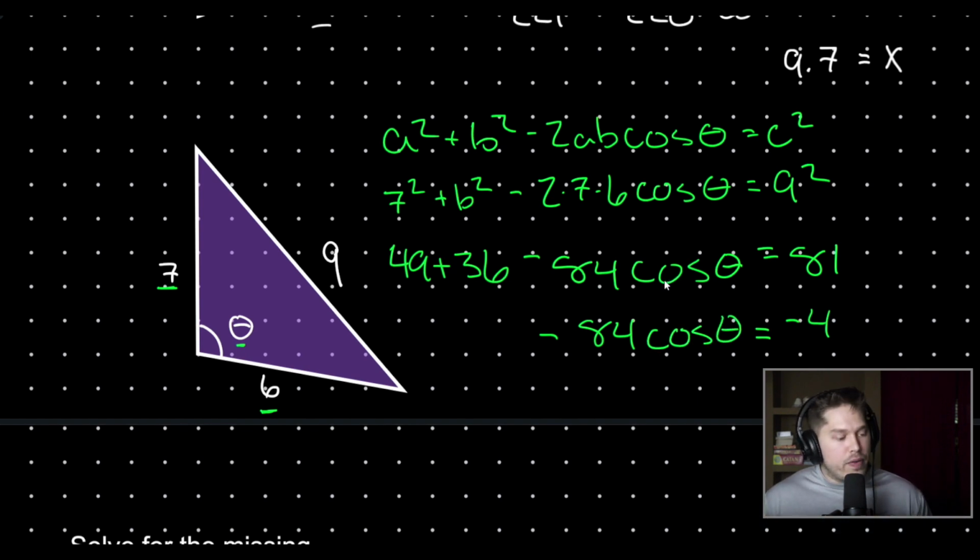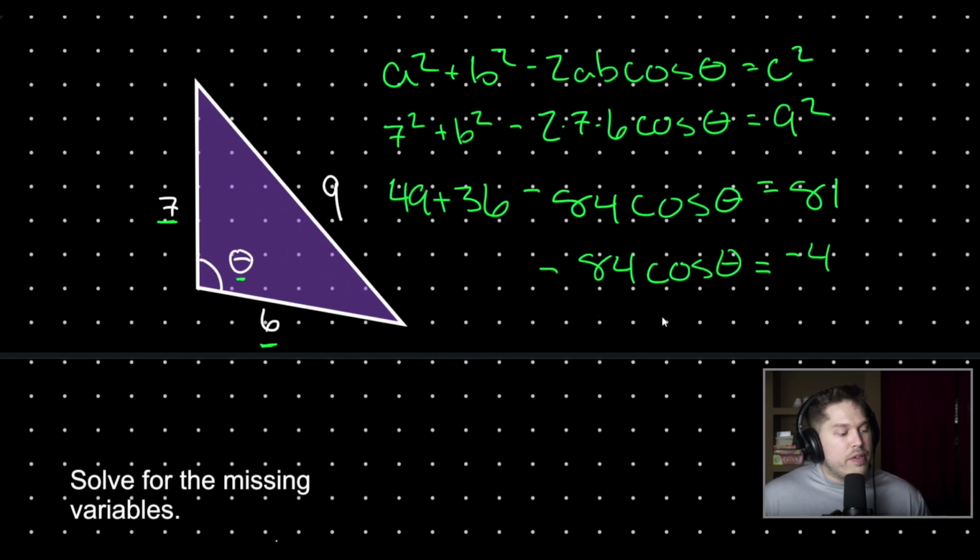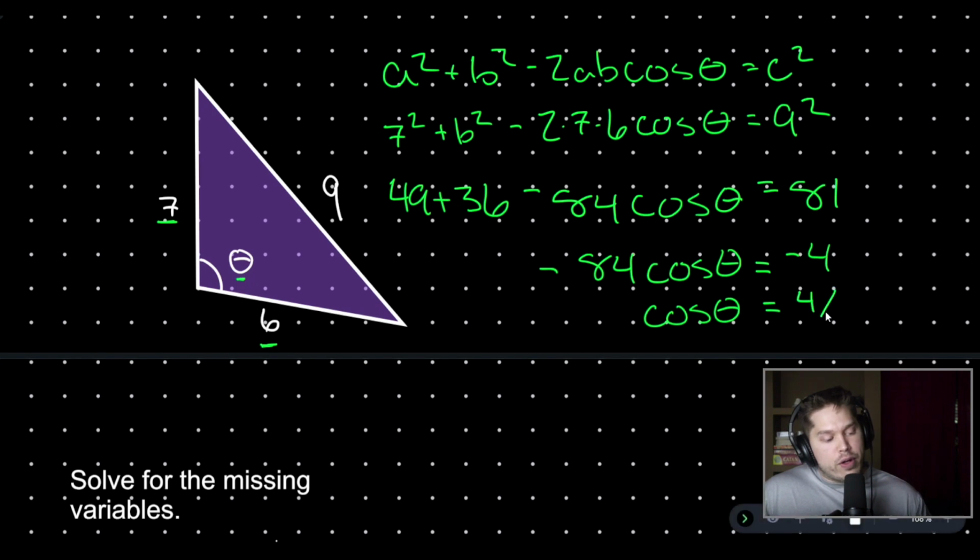Next, we can divide both sides by negative 84. And when we do that, we can simply have cosine theta is equal to positive 4 over 84. And then we can take the arc cosine of 4 over 84 to find the value of theta. Let's go ahead and do that in our calculator. Let's pull up our calculator.